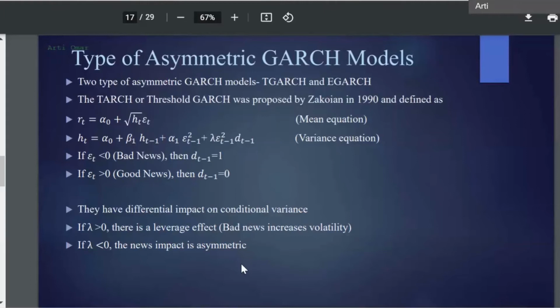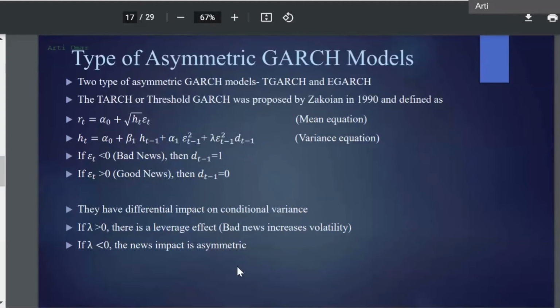When lambda is greater than zero, what will happen? That reflects the bad news. That reflects the leverage effect, which means the bad news increases the volatility. Are you getting my point? When lambda is non-zero, it shows there is an asymmetric effect. But if lambda is greater than zero, it says that there is a leverage effect. That means the market is falling, and there is high volatility in the market because of the bad news.